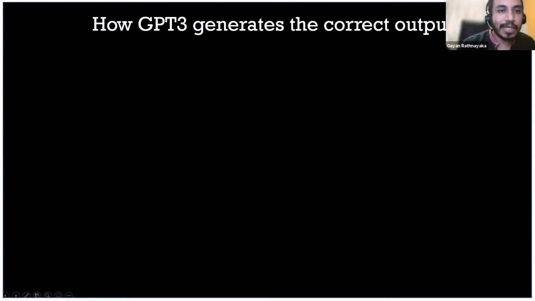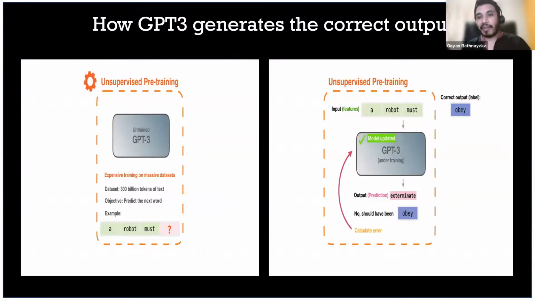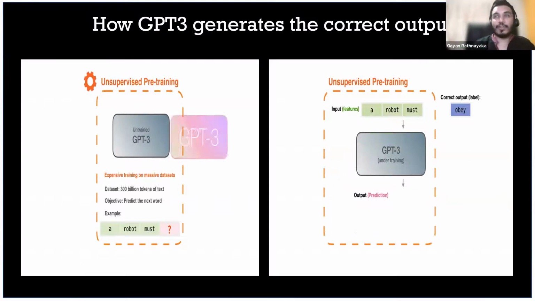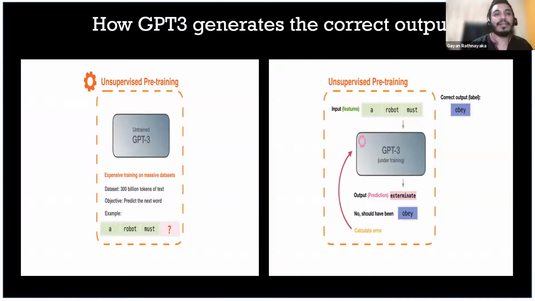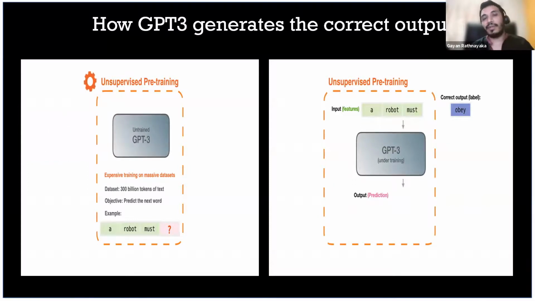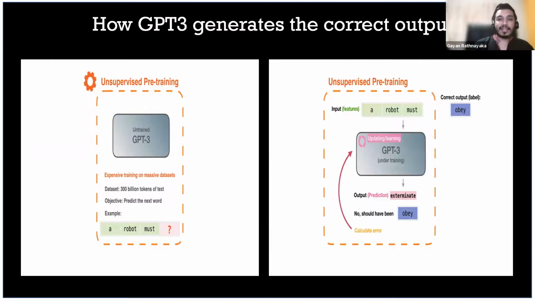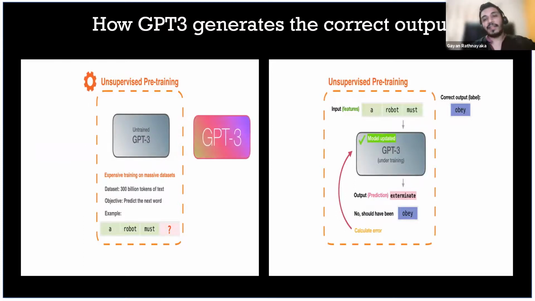Right. So it's all very fascinating, but let's see how the GPT-3 model generates this correct output, right? It doesn't generate just any output. It gives us the correct output in most scenarios. So basically, in the beginning, GPT-3 is an empty AI model, right? It doesn't do anything. So what we are doing is unsupervised pre-training. We are giving a lot of data.